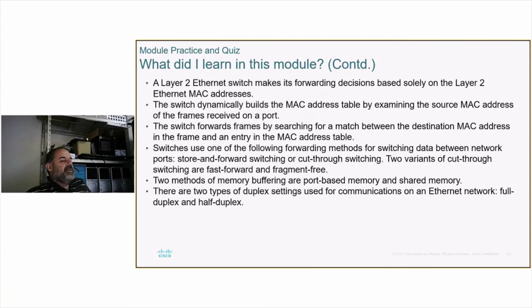A layer 2 Ethernet switch makes forwarding decisions based solely on layer 2 Ethernet MAC addresses; it does not care about IP addresses at all. The switch dynamically builds the MAC address table by examining the source MAC addresses of the frames received on certain ports, or all ports. The switch forwards frames by searching for a match between the destination MAC address in the frame and an entry in its MAC address table. They use forwarding methods of either store and forward or cut through. Cut through has less latency, while store and forward has fewer error frames. A compromise between the two is fragment free. Two methods of memory buffering are port-based memory or shared memory. There are two types of duplex settings used in Ethernet, so it's either full or half duplex.